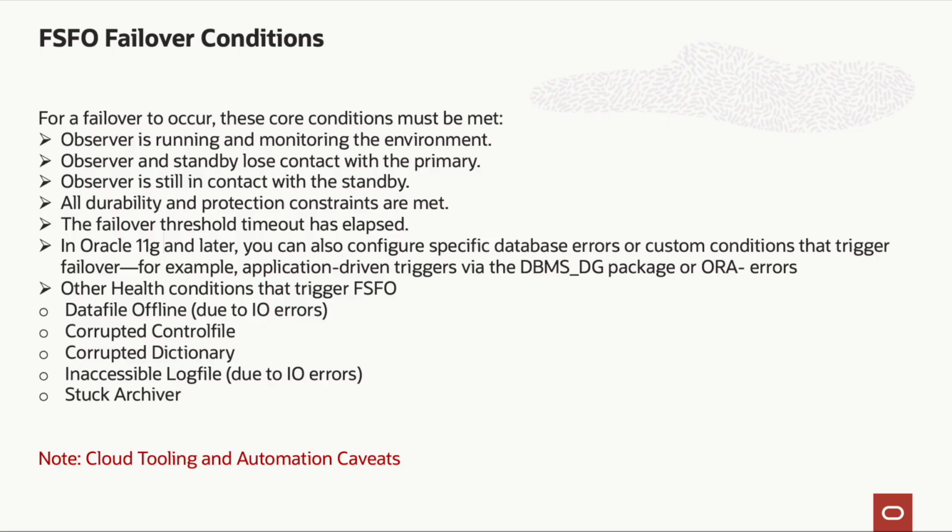In Oracle 11g and later, you can also configure specific database errors or custom conditions that trigger failovers. For example, user-defined failover triggers, including specific Oracle errors, and even application-initiated triggers. You can use the Observe Only mode to test policies and tune your configuration so you can confidently reduce downtime without accidental or unnecessary failovers.